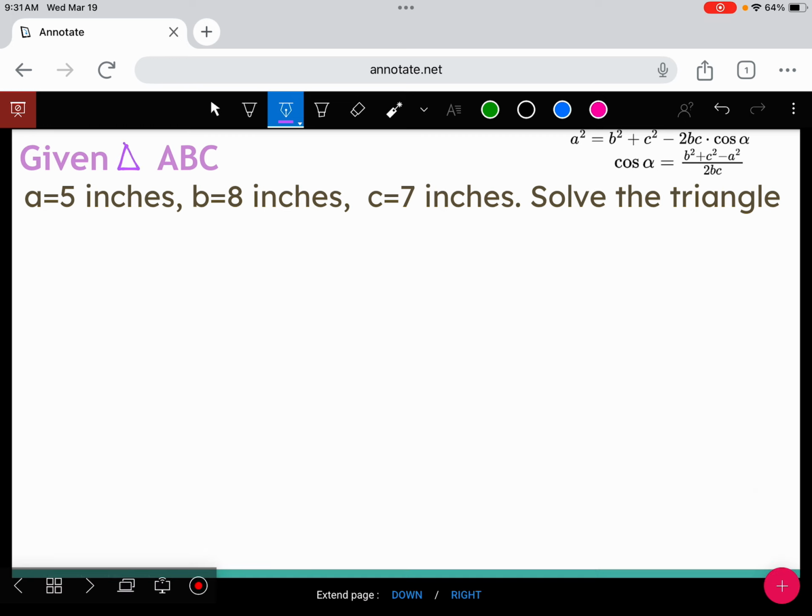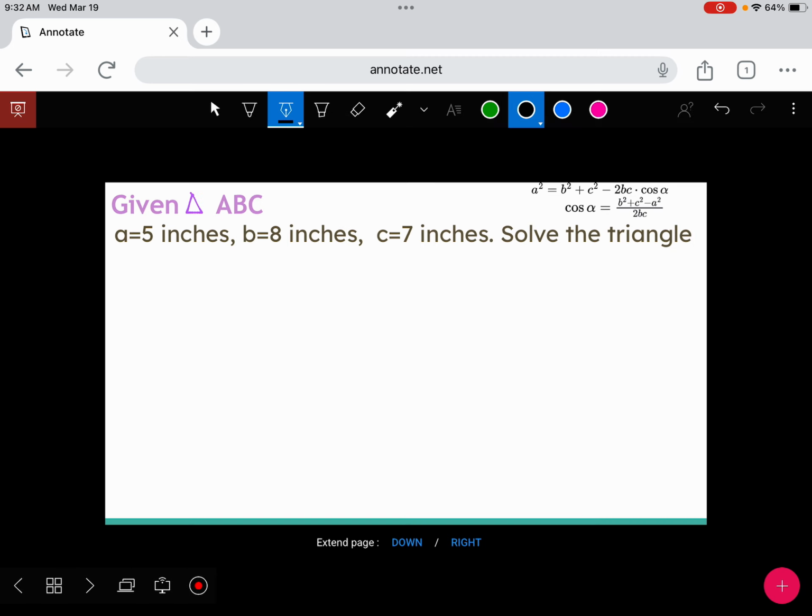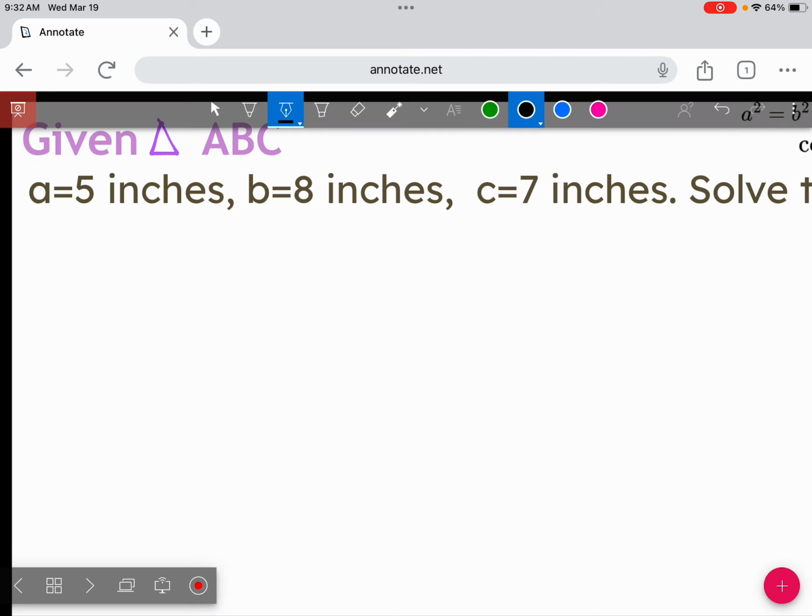So given triangle ABC, I don't know why any of my triangles are not showing up in the instructions. We get side A is 5 inches, side B is 8 inches, and side C is 7 inches. And we are asked to solve. So we've got to find everything. So draw ourselves a triangle. Yes. We're given all the sides. We've got to find everything. We're out to solve the triangle.